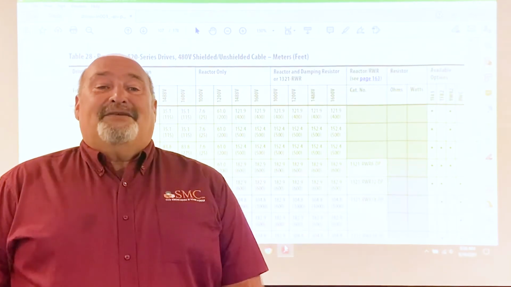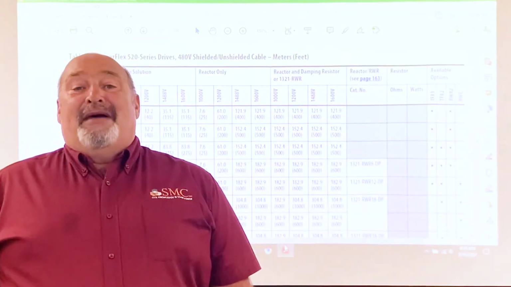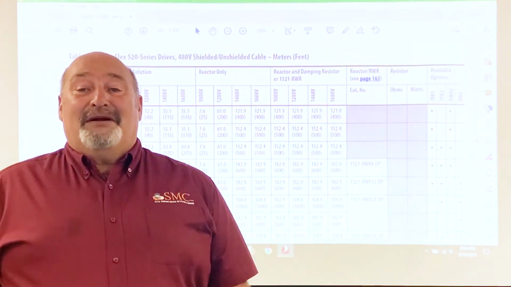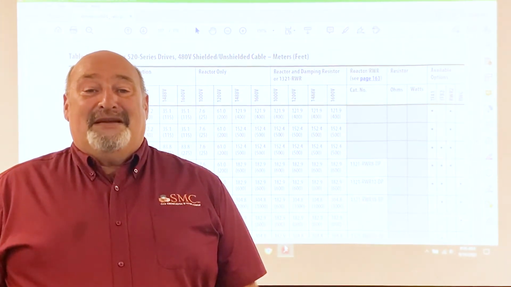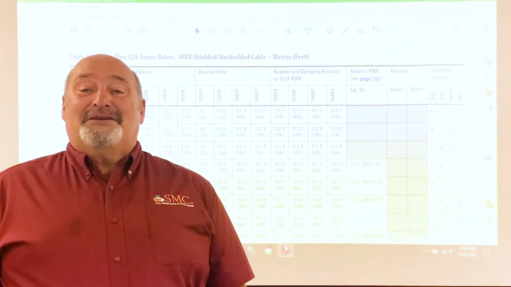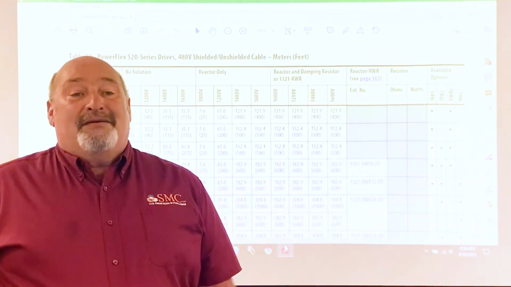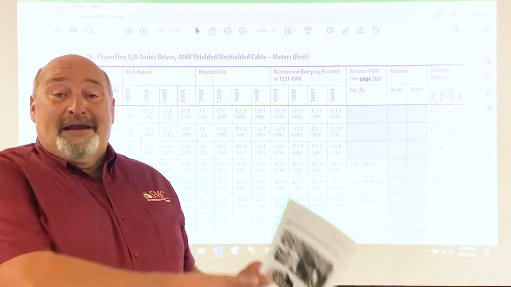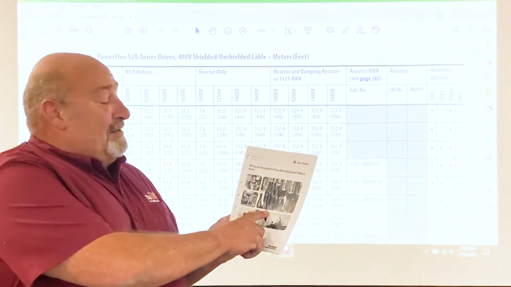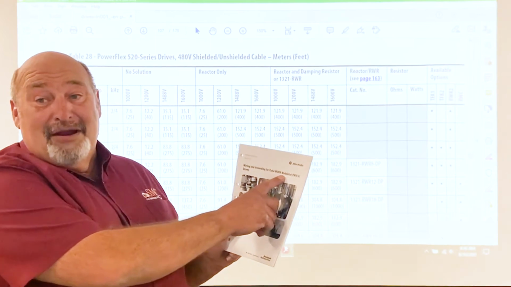There are several factors that can play into this, and the maximum allowed cable length varies between drives. It is always a good idea to check the technical data of the VFD to determine if there is potential to have a problem. For Allen Bradley drives, the best source of this information is the Wiring and Grounding for Pulse Width Modulated, or PWM, AC Drives.